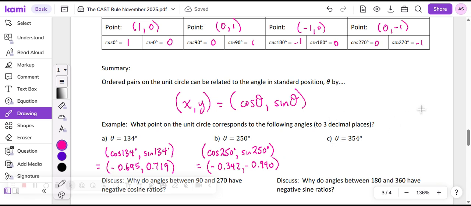And finally, 354. You guys know 354 is very close to 360 in that quadrant. So what are we expecting? A positive x and a negative y. Cosine 354, sine 354. Is the cosine of 354 positive? Is the sine of 354 negative? Just double check.